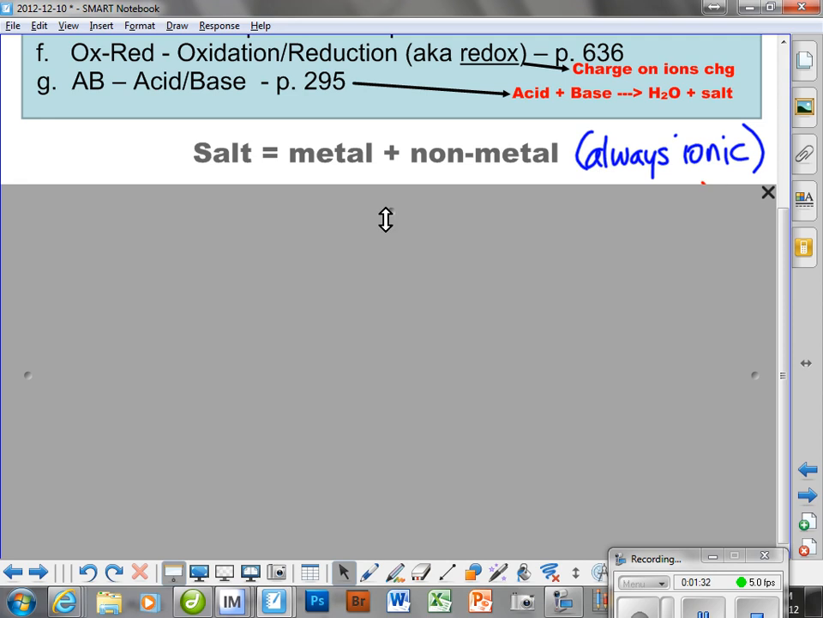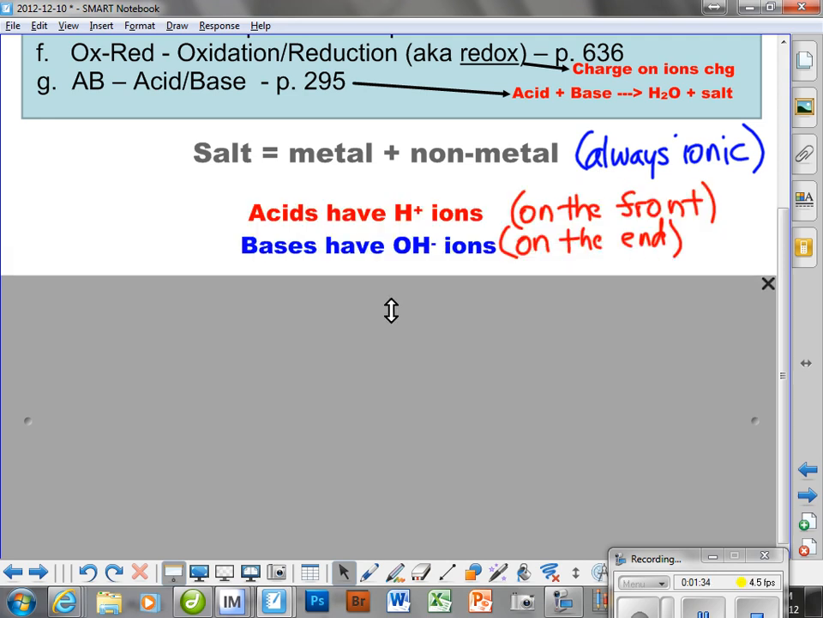Okay. And down here, this is a quick, easy definition for acids and bases, which is not really 100% correct, but for our purposes, it's going to serve just fine. So acids have hydrogen ions. And hydrogen ions are always on the front of the molecule. So if you saw a hydroxide ion on the end of a molecule, you wouldn't call that an acid, you'd call it a base if it had an oxygen there.